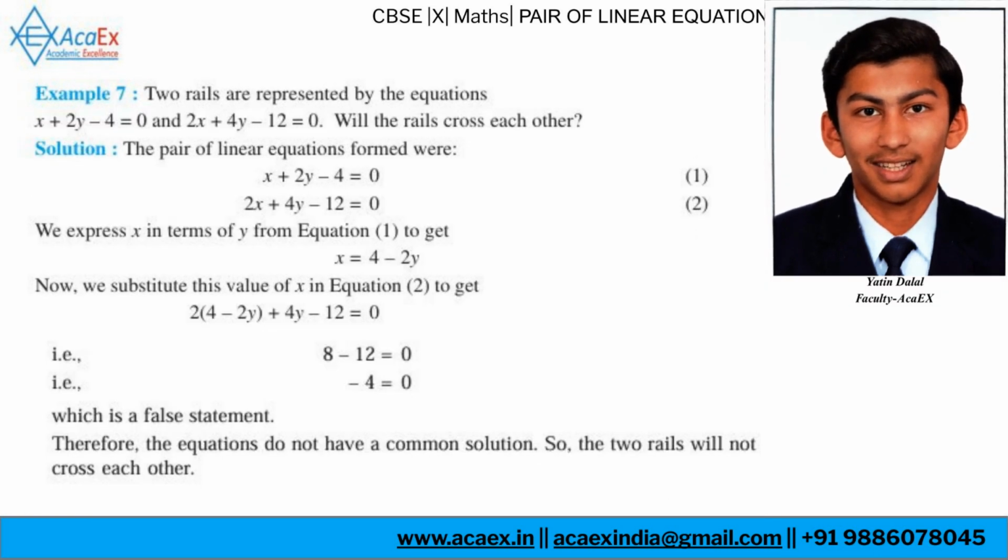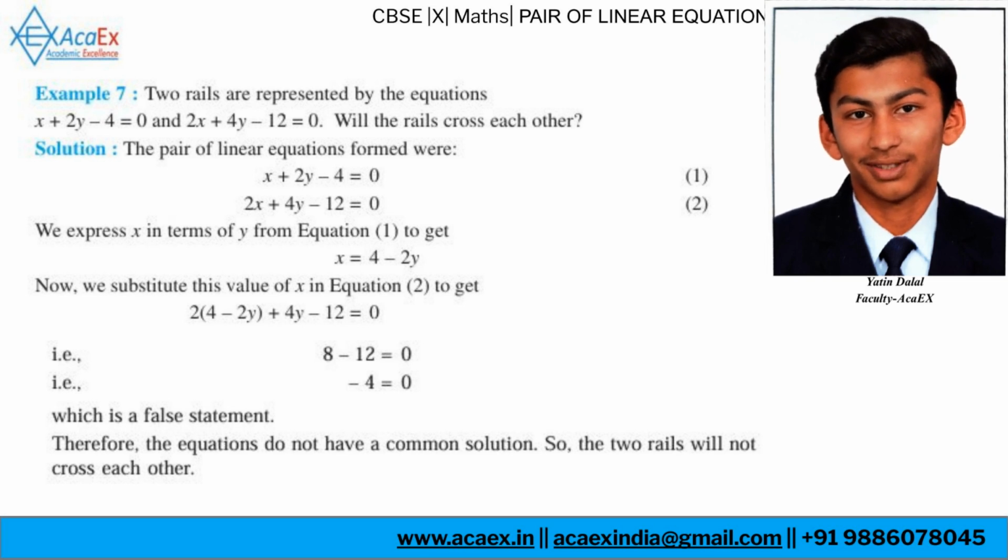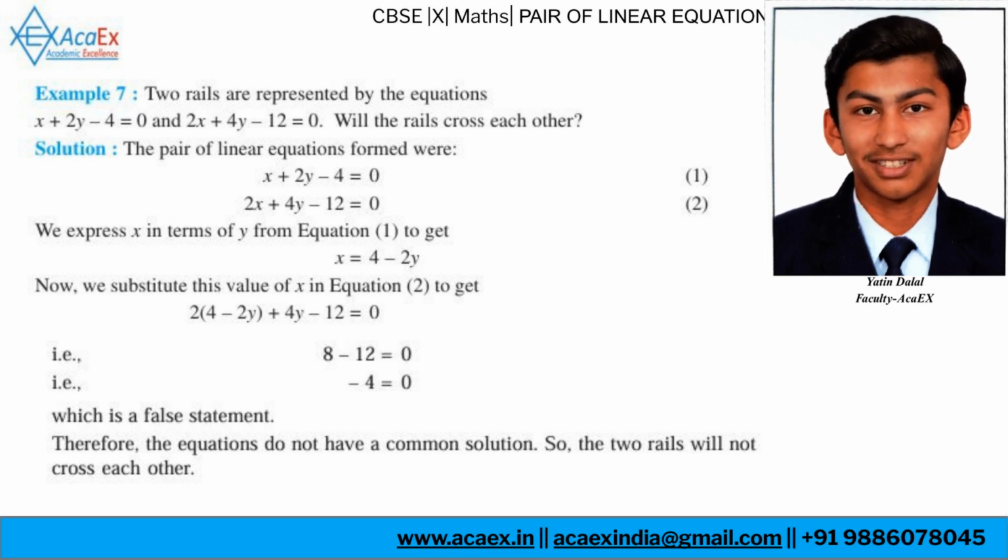Example 7. The crossing rails. 2 rails are represented by the equations x plus 2y minus 4 equals 0 and 2x plus 4y minus 12 equals 0. Will they cross? Using the substitution method, we solve for x in the first equation and substitute it into the second. This leads to the false statement negative 4 equals 0. Because this is a false statement, the equations have no common solution. Therefore, the 2 rails will not cross each other.